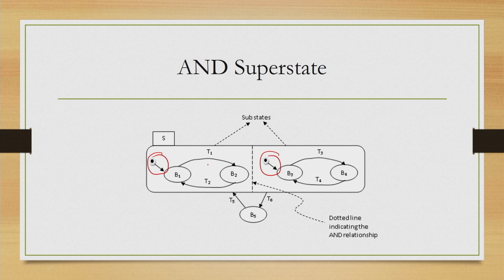So, whenever S is entered, both these default states become active together, and the dotted line that separates the two substates T1 and T3 indicates an AND relationship. So, with this notation we can represent concurrent behavior. Here T1 and T3 are concurrently active. Now, with this notion of concurrency, we can try to represent the character display system in terms of state chart notation. It will look something like this.